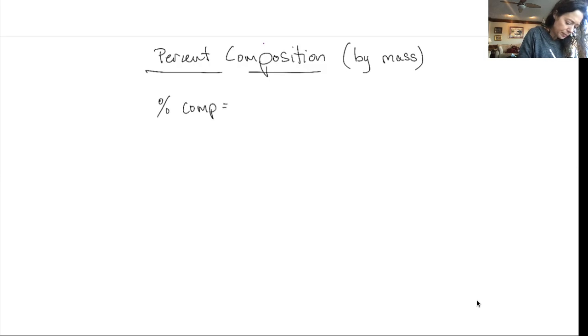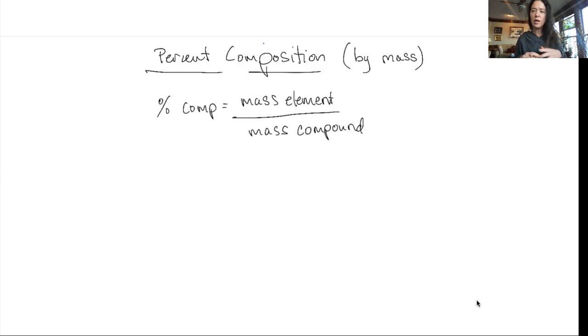Percent comp equals the mass of the element over the mass of the compound, right? Anytime you want to get a percentage, basically you take the piece and you divide it by the whole, and then you multiply it by 100, right? So we're going to get the percent composition of compounds. The pieces there are the elements and the wholes are the compounds. Let's just do an example, all right?